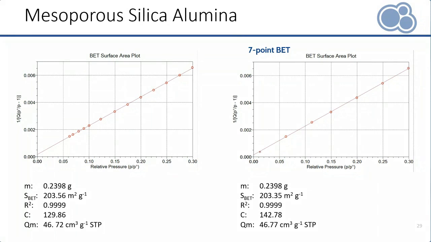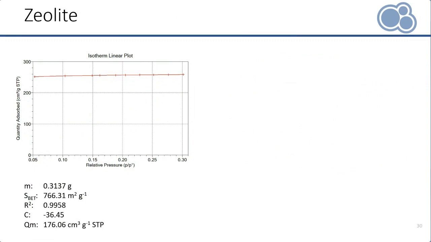The calculated amount adsorbed in the monolayer is just under 47 cubic centimeters per gram for each of the two measurements. This was a straightforward example. Let's see it as kind of a warm-up.